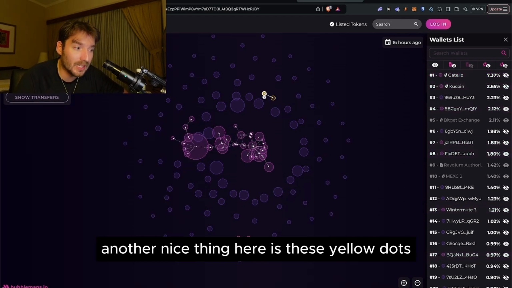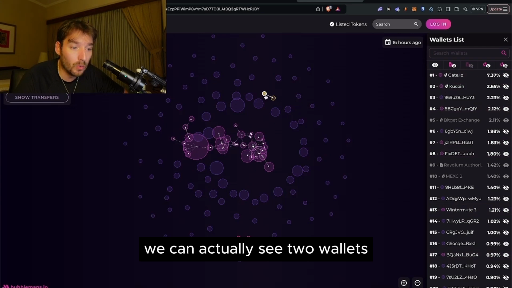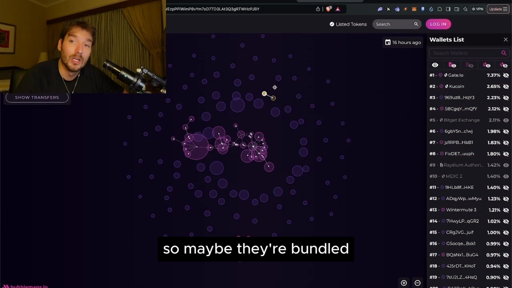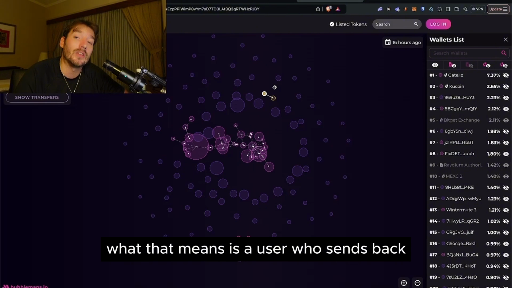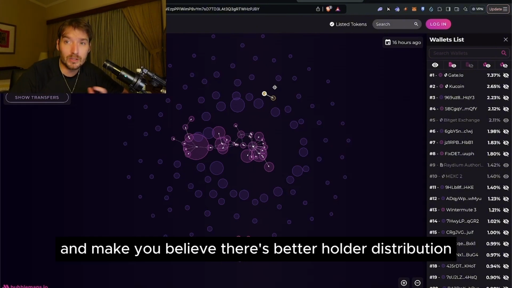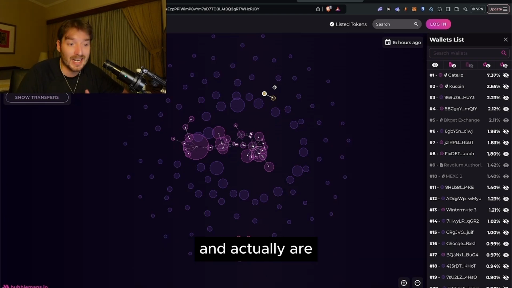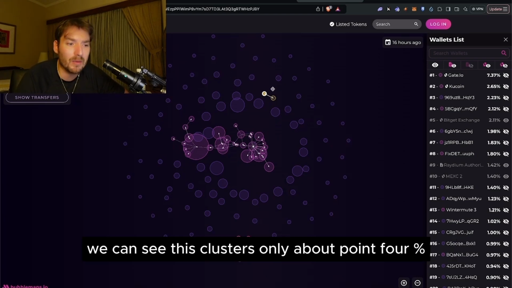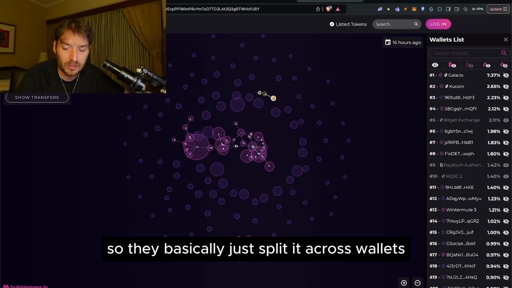Another nice thing here is these yellow dots. We can actually see two wallets that transfer frequently amongst each other. So maybe they're bundled. What that means is a user who sends back and forth to try to increase the holder distribution ratio and make you believe there's better holder distribution and better holder analytics than there actually are. We can see this cluster is only about 0.4%. So they basically just split it across wallets.